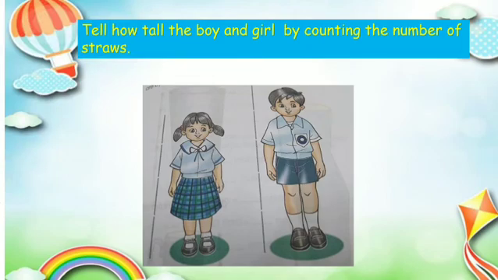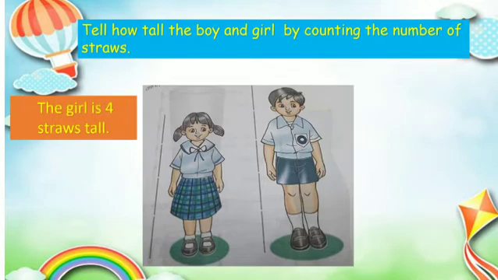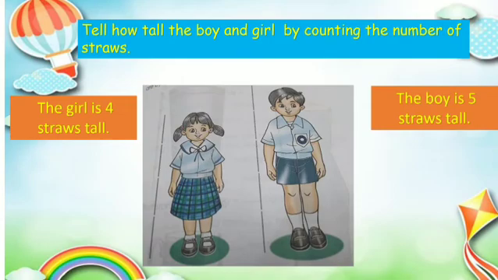Tell how tall the boy and girl are by counting the number of straws. How many straws is the girl? Excellent! The girl is 4 straws tall. How about the boy? Great answer! The boy is 5 straws tall.